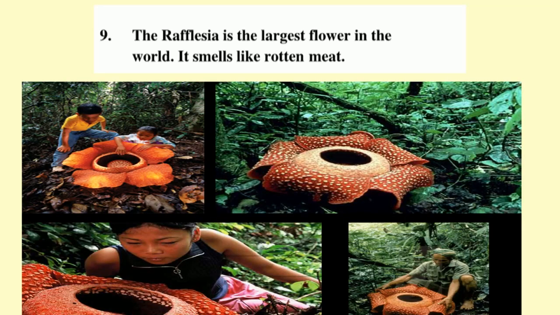Number 9 is the Rafflesia is the largest flower in the world. It smells like rotten meat. Rafflesia is a 5-petaled flower and weighs up to 10 kilograms. It smells like rotting meat to attract insects that pollinate the plant. Rafflesia is considered one of the 3 national flowers in Indonesia.